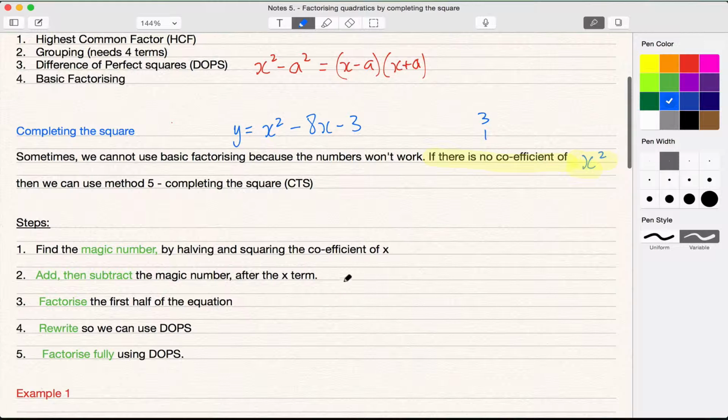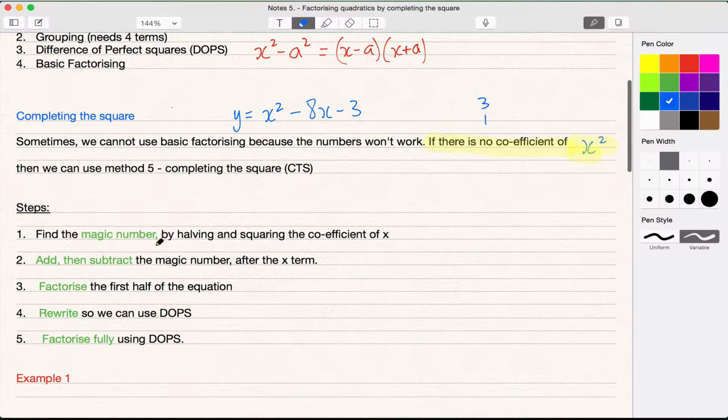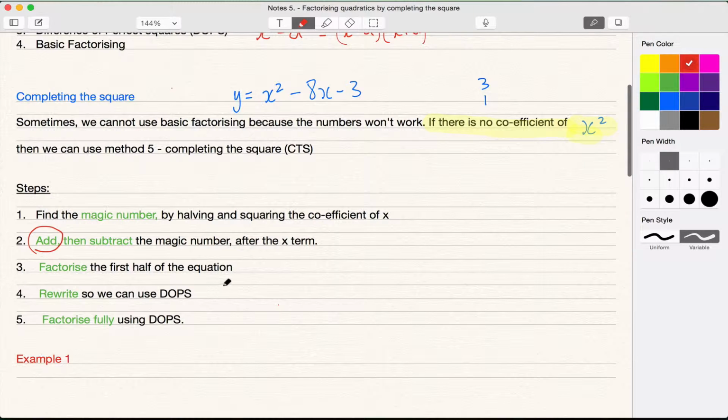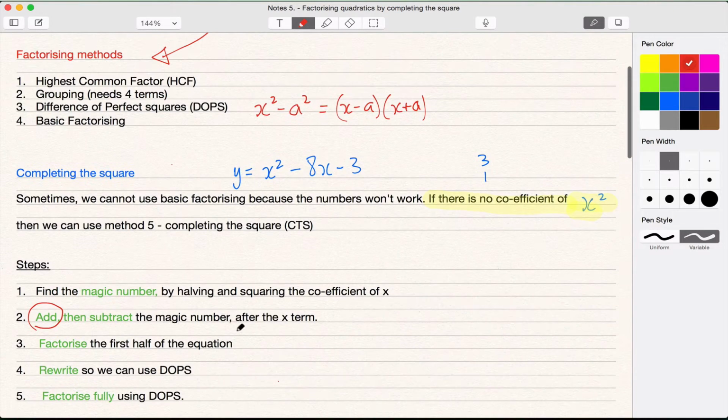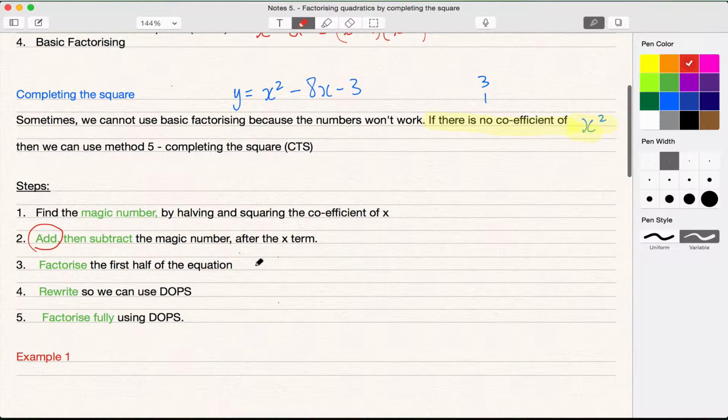I'll read through them first and then I will show you an example going through each step one at a time. The first step is to find the magic number by halving and squaring the coefficient of x. Second step is to add first, always add first, then subtract the magic number after the x term. Third step, factorise the first half of the equation. Fourth step, rewrite the equation so we can use DOPS. And finally, we factorise fully using DOPS. So it's using this DOPS here from an earlier video.